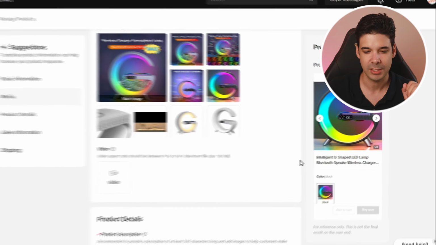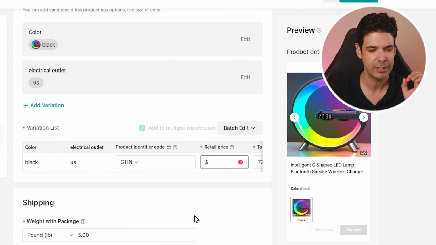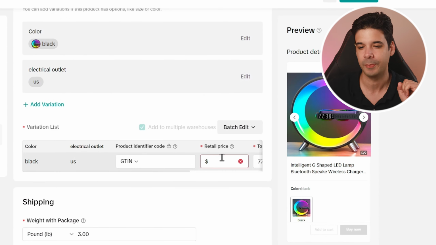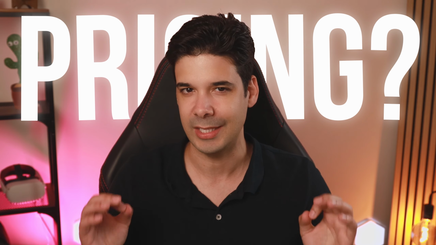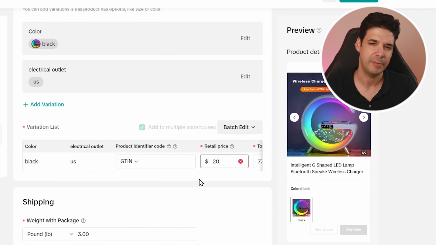I am almost done adding this beautiful lamp for sale on my TikTok shop. The images look great, the description is on point, I just need to add the retail price. How much should I sell this thing for? I think $20 is a great price for this lamp. I mean, it has RGB, it charges your phone, it has music.